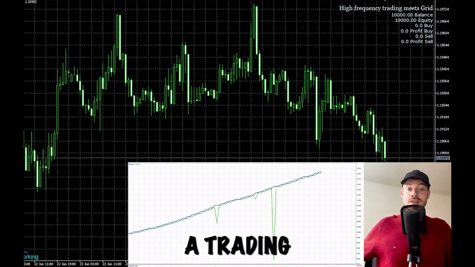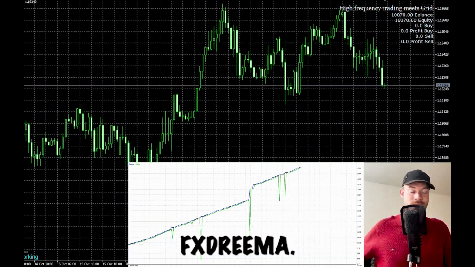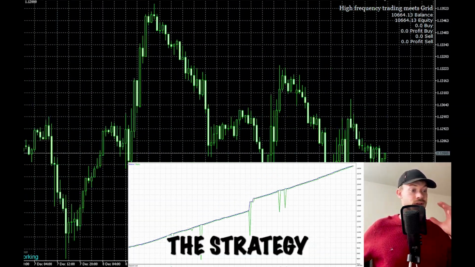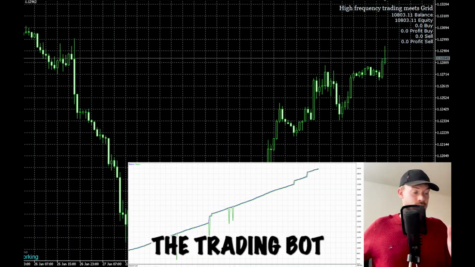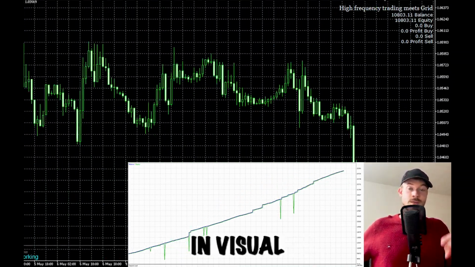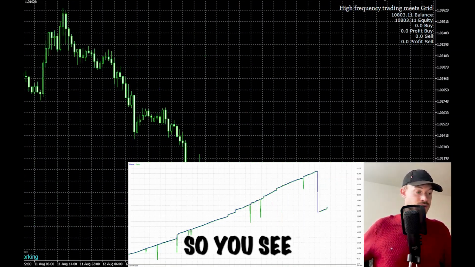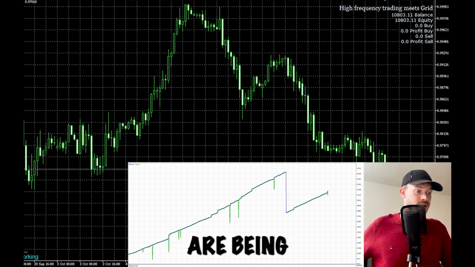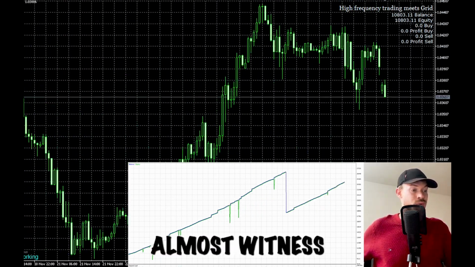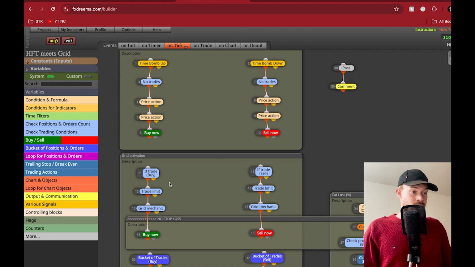I'm talking about a trading strategy which I'm also no-coding via a no-coding tool, FxDreema, so I will explain the strategy piece by piece. The trading bot I'm talking about you already see running here on the charts in visual mode on MetaTrader 5 as well as the equity curve. So you see already how the profits are being accumulated, and we almost witness a perfect 45-degree angle growth. Quick disclaimer later on about this particular trading bot, which is, by the way, a grid trading system.